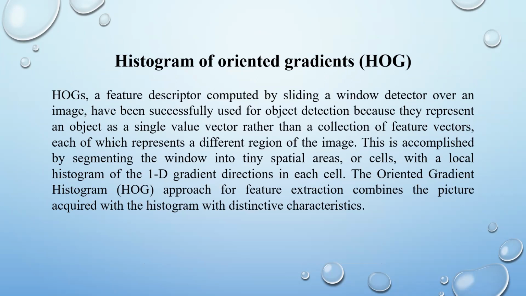This is accomplished by segmenting the window into tiny spatial areas or cells with a local histogram of one-dimensional gradient directions in each cell. The histogram of oriented gradients approach for feature extraction combines the pixel values with the histogram, which gives a distinctive characteristic.